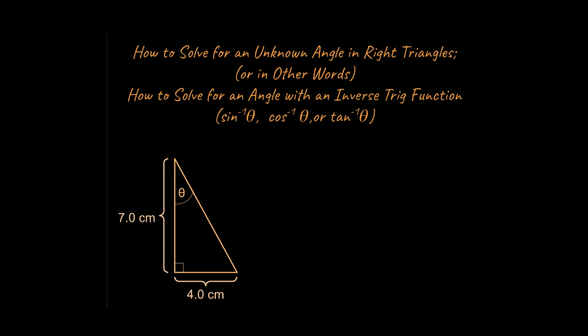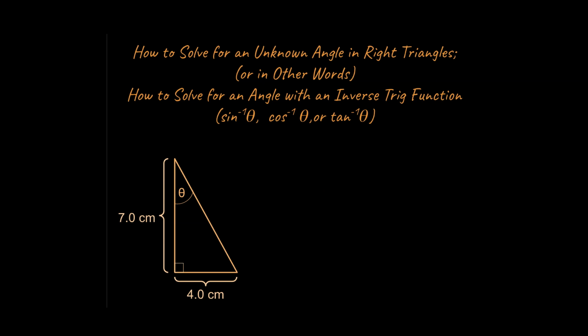Hey, welcome. Today we're going to be talking about how to solve for an unknown angle in a right triangle. Or in other words, you could say how to solve for an angle with an inverse trig function, like inverse sine, inverse cosine, or inverse tangent, also known as arcsine, arccosine, and arctangent. Alright, so let's go ahead and quickly see how to do this.